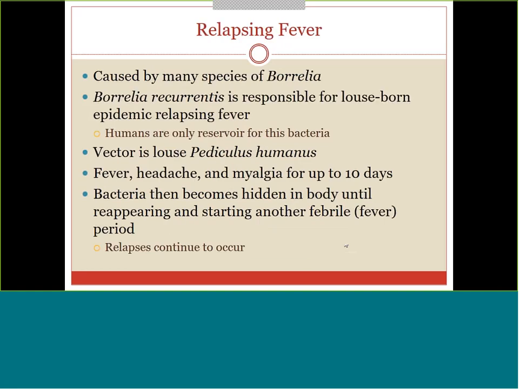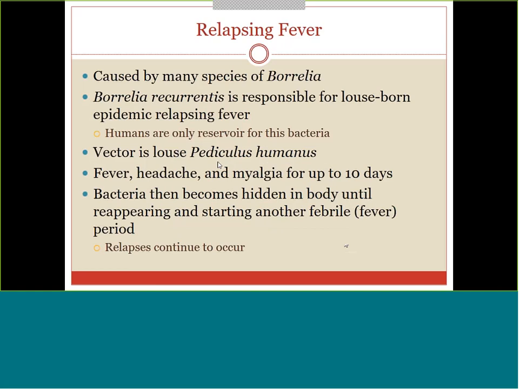Relapsing fever is also caused by a different species of Borrelia, and this is called Borrelia recurrentis. The nice thing here is the names kind of go together. Recurring, relapsing, to me those go together, so it's easier to remember. And these are passed through lice. So the actual scientific name for lice is Pediculus humanus. So that's the vector for Borrelia recurrentis, and so humans are really the only reservoir for this bacteria.